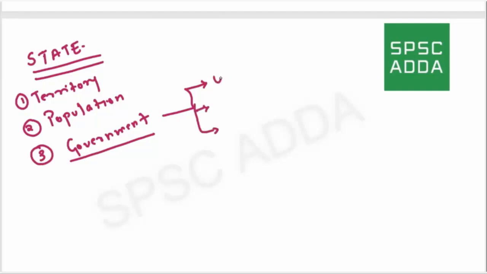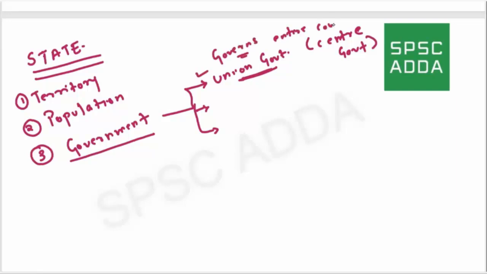Number one is union government, which you call central government, which governs the entire country. For example, the BJP NDA government is ruling, and Modi ji is the prime minister, so that is union government, which governs the entire country.